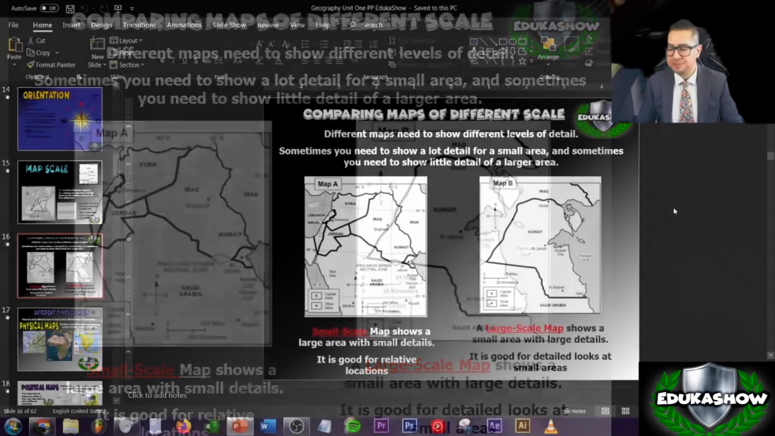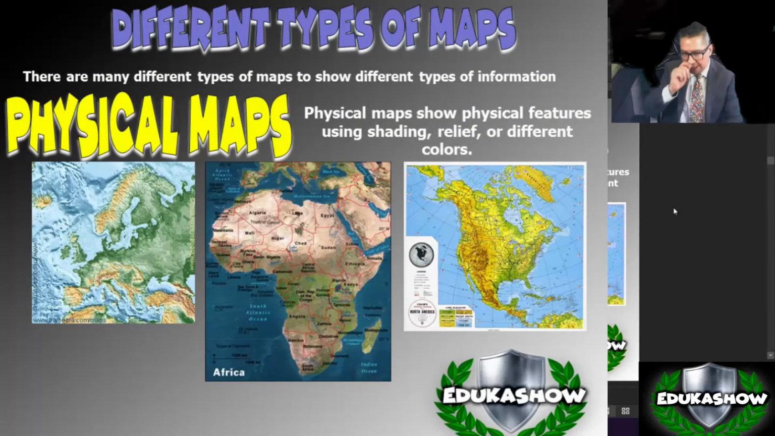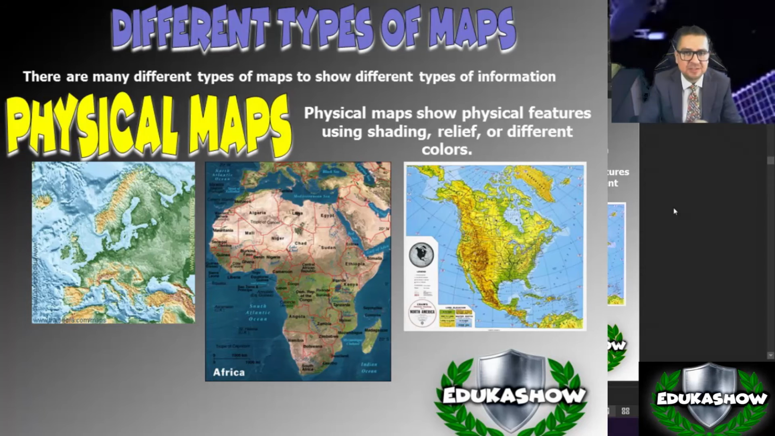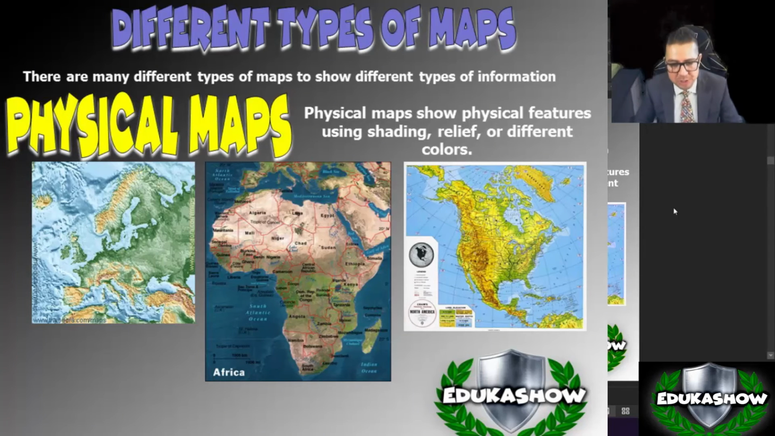Now we're going to step up to the maps, and the first map we're going to be looking at, we're going to be comparing different types of maps. There are many different types of maps to show different types of information. If we tried to put everything in one single map, every single characteristic or every single feature, it would be almost black because of all the lines and all the details we would have to put there. So what we do is we have different types of maps.